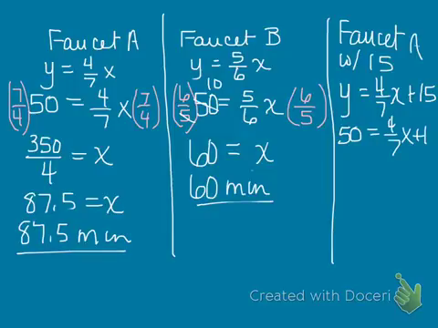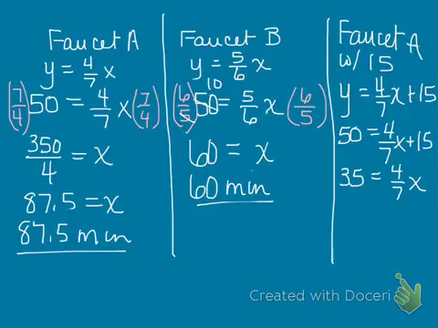Now, whoops, I'm getting off the page here. Okay, so I want to solve this equation. So I'm going to subtract 15 from both sides. So 50 minus 15 is 35, is equal to 4/7 x. So really what we have here is we want to know how long it takes for faucet A to do an additional 35 gallons. Okay, that's another way to think about it.